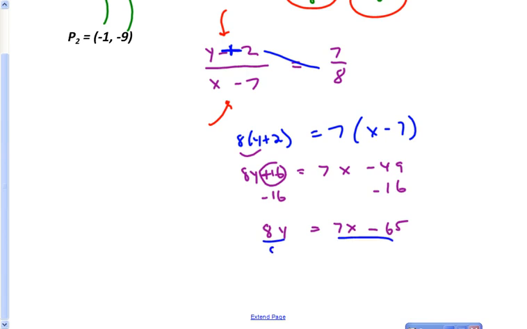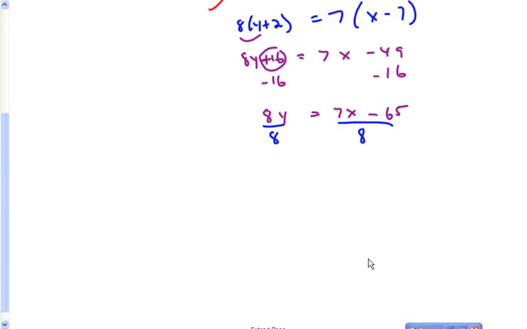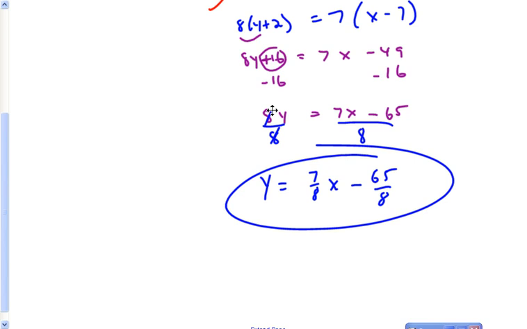Dividing by 8. Let me scroll that up a little bit. There we go. 7 over 8x minus 65 over 8 for a constant. And there you go. And I hope that's been helpful in setting up an intercept form.